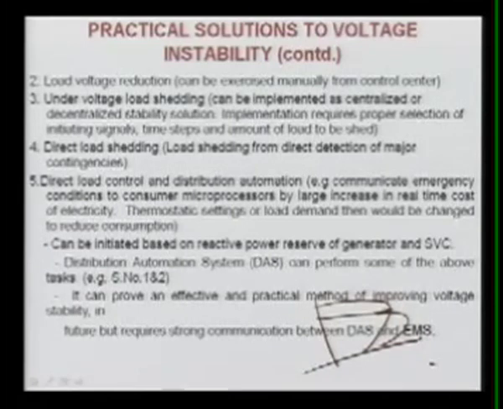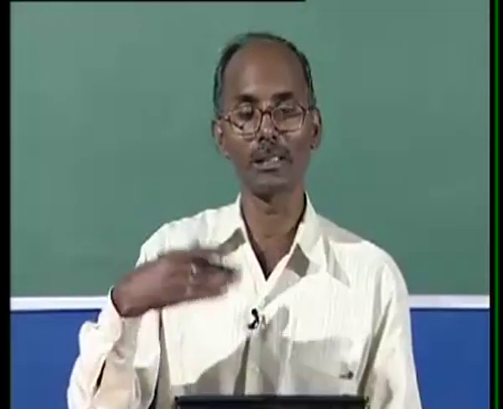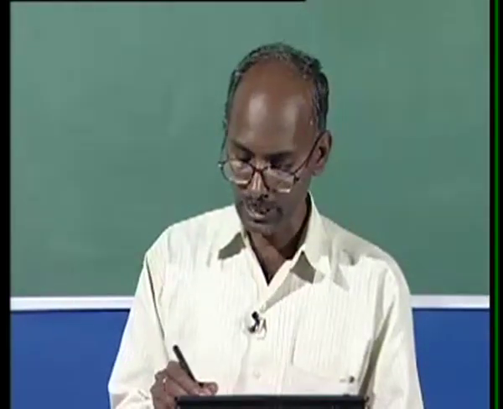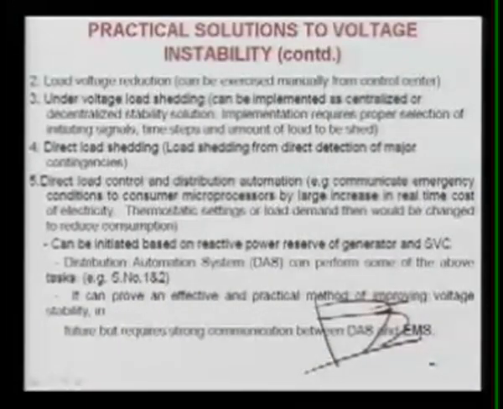So you have to block the OLTC action in very severe cases, especially when it is going to act in the reverse direction, means when you are trying to increase the voltage, it is reducing the voltage, and then it is landing in the unstable part of your PV curve. So you can block that OLTC, especially during emergency cases. Now load voltage reduction can be exercised manually from the control centers.